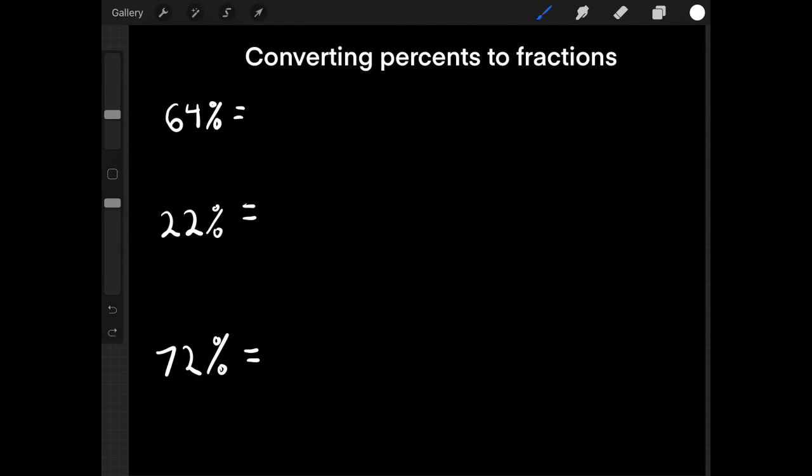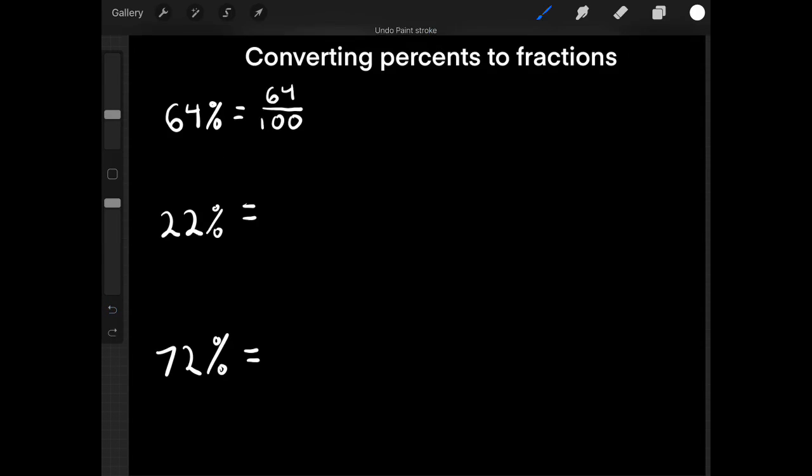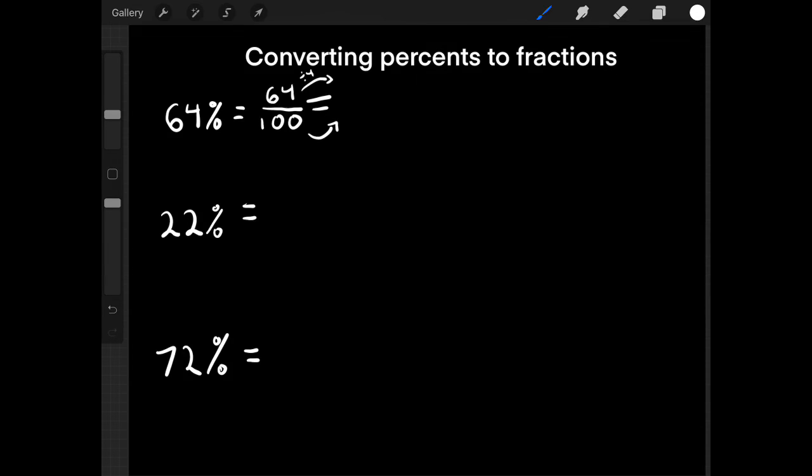Next, we move right along to converting percents into fractions. And we'll start out by this question right here. So we'll start out by taking 64 and adding it as a numerator out of 100. Now this is because percents are always out of 100. Now what we're going to do is we're going to simplify this fraction, so we're going to divide the numerator and the denominator by 4, and that will give us 16 out of 25. And that is our answer.